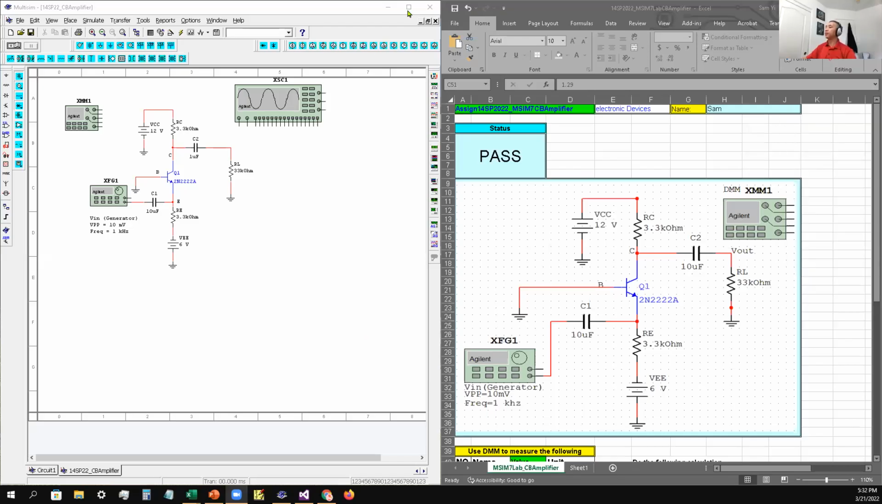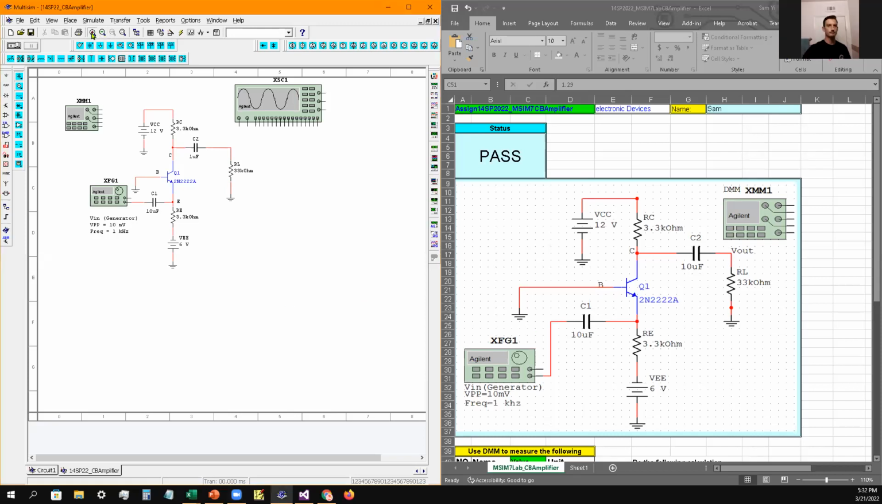Okay, let me go ahead and set that up. Let me see, open up MSIM7. All right, so we're going to be looking at MSIM7. File, open, DLab. This one is from the 14. Okay, so share screen. Can you see my Excel and my MSIM7? Yeah, I can see it.